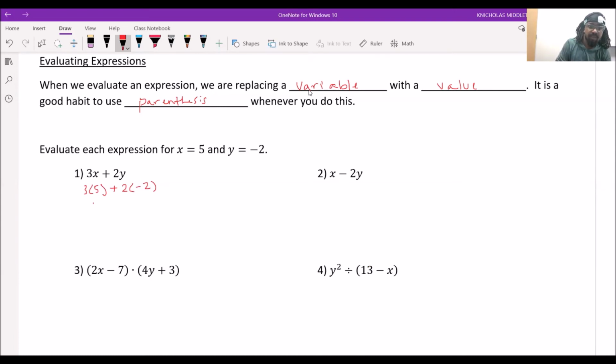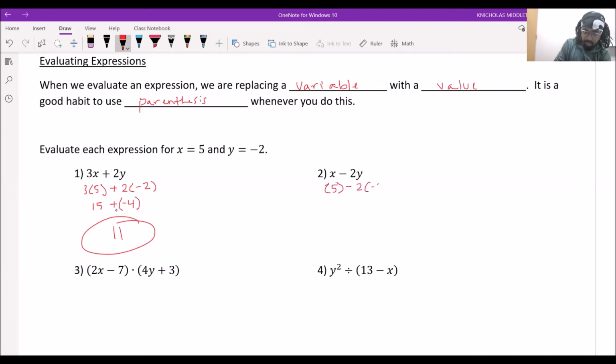So 3 times 5 is what we do first here, because it's multiplication. 2 times negative 2 we do next because it's multiplication. And this sign we haven't touched. Anytime there are two operation signs next to each other, I like to ask what that means I'm doing. When I have a plus minus, adding a negative, that means subtraction. So I have 15 minus 4, or plus negative 4. And that gives me 11.